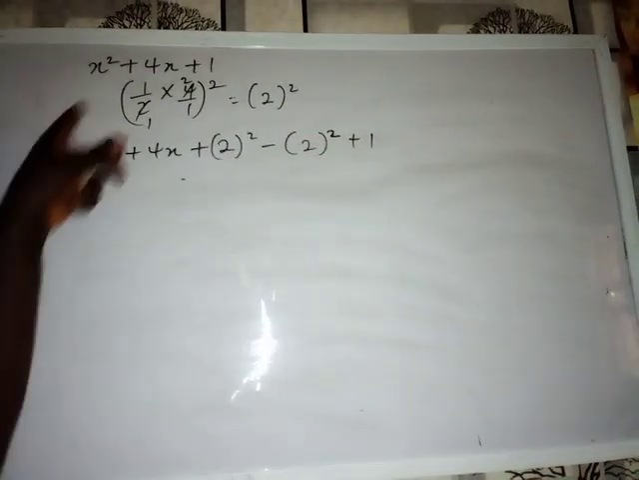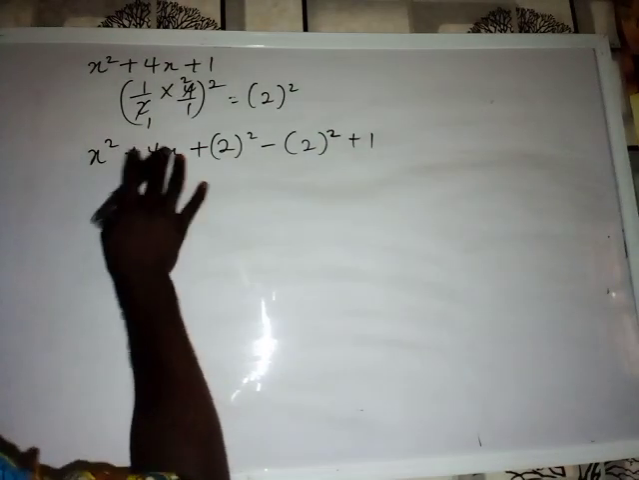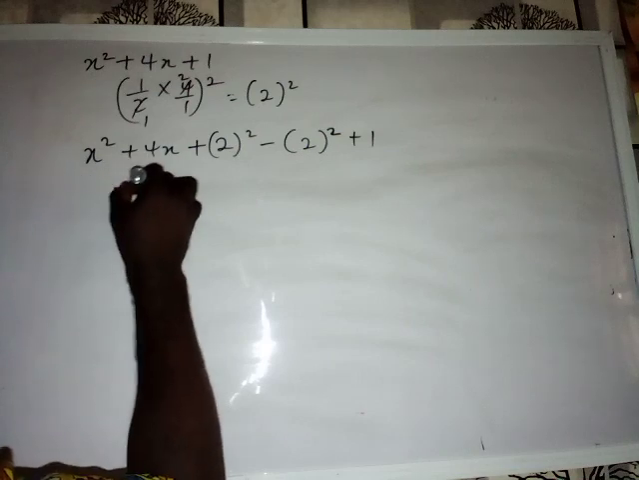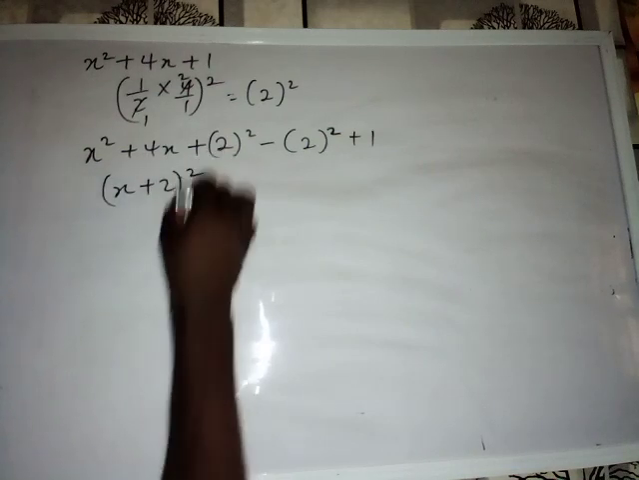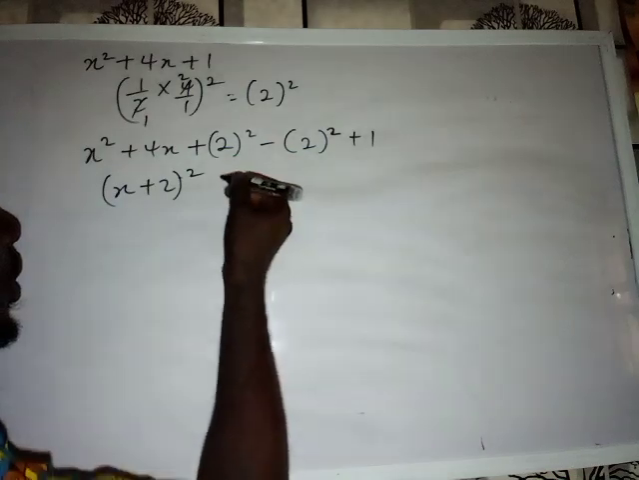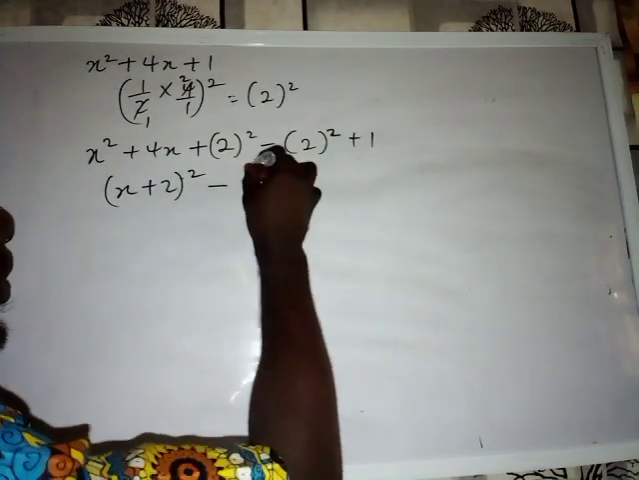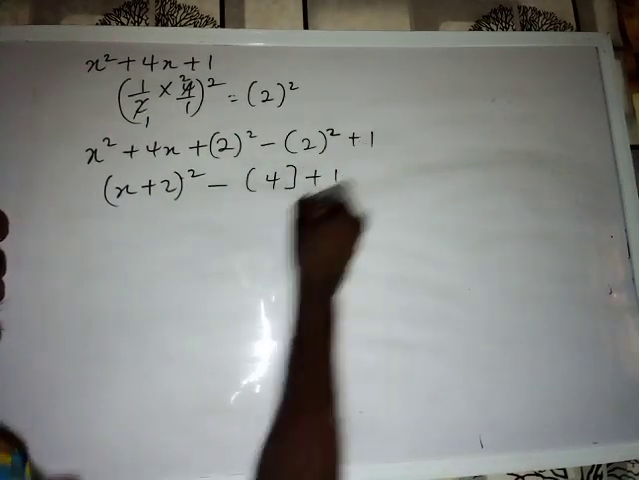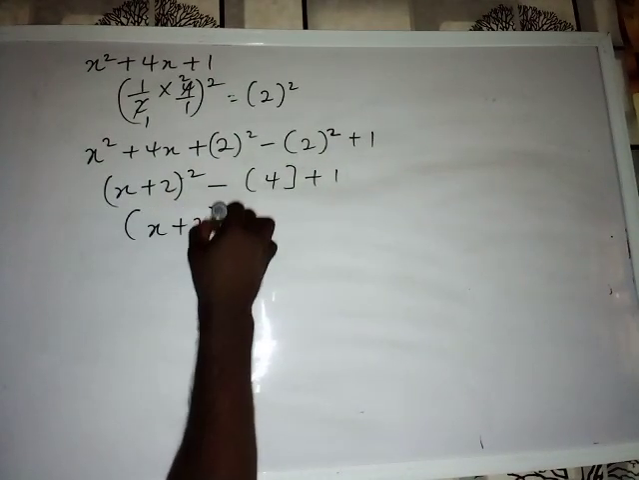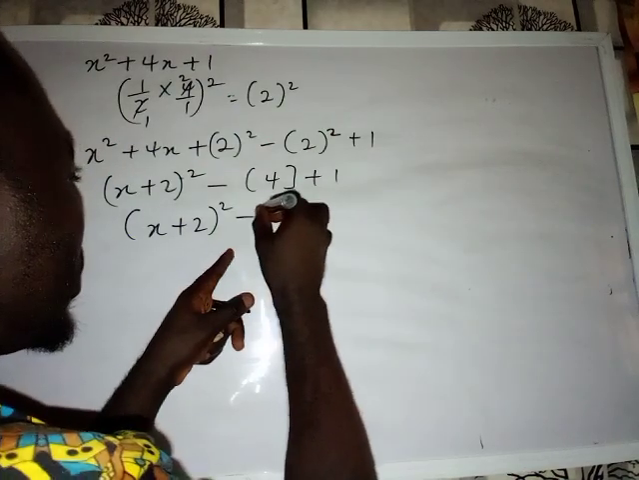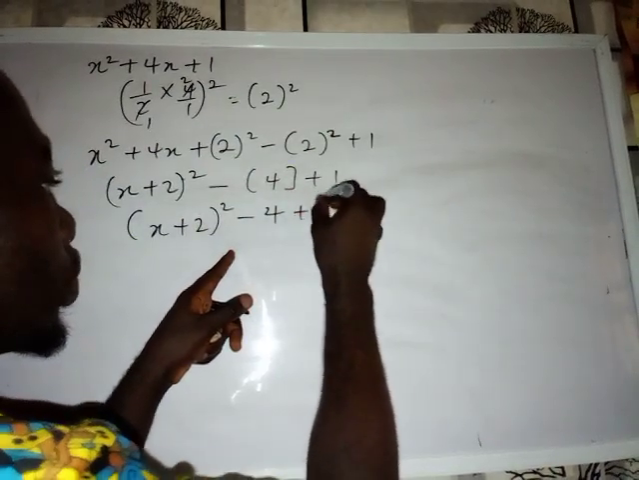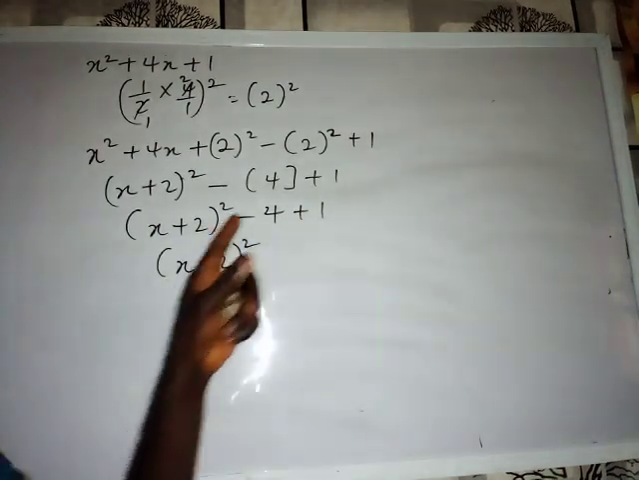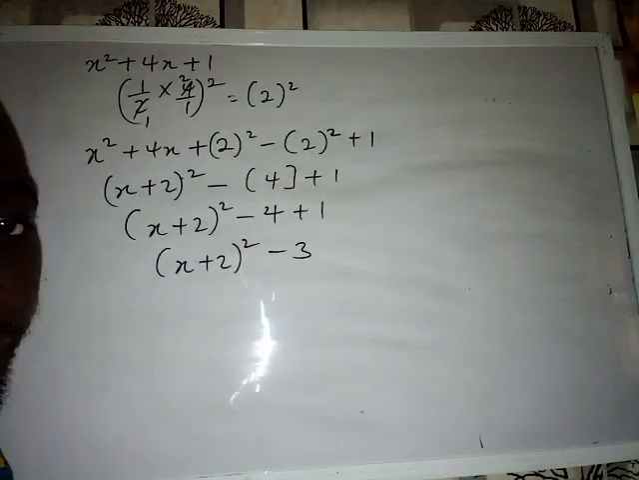So as I cancel this, it has become this. So I pair these two together: x plus 2 all square. Then this one will give me 2 square is 4, plus 1. So I have x plus 2 all square, minus 4 plus 1. So I have x plus 2 all square minus 3.